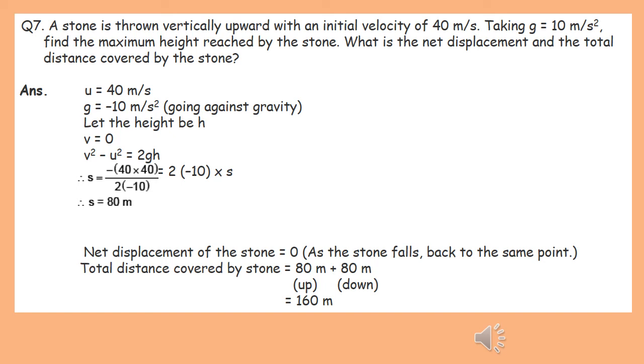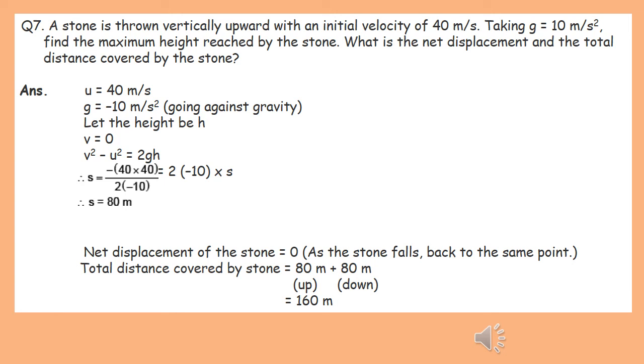Here initial velocity u is equal to 40 meter per second and small g is equal to minus 10 meter per second square because it is going against gravity. So we are taking the value of acceleration due to gravity to be minus. Let the distance traveled be h. Here final velocity is equal to 0 at the highest point. We are using the third equation of motion, v square is equal to u square plus 2gh, and we are finding the value of h to be 80 meter after substituting all the values.